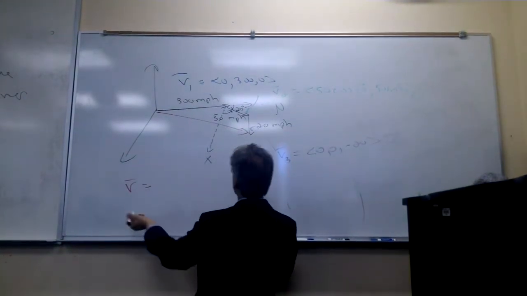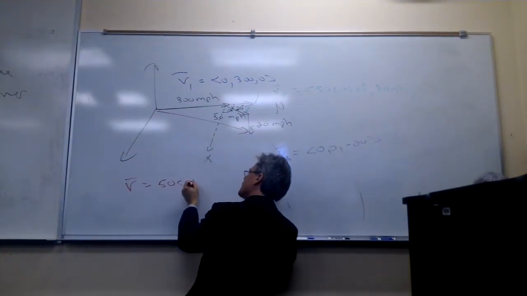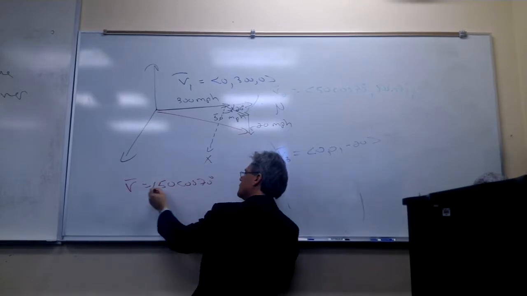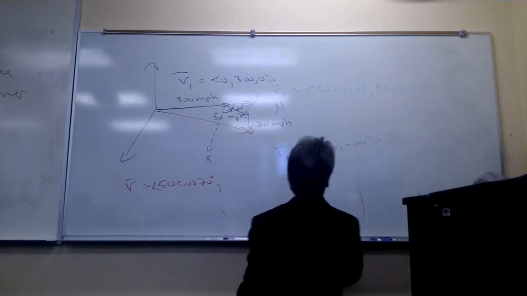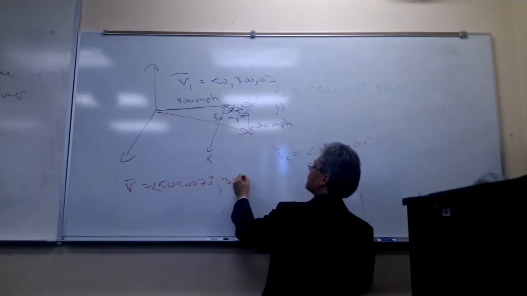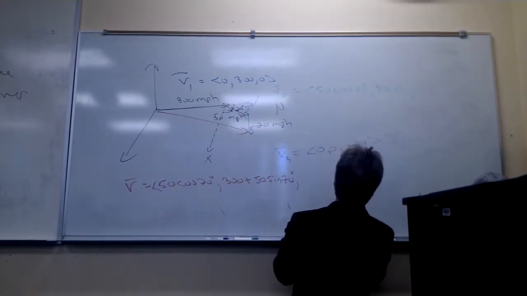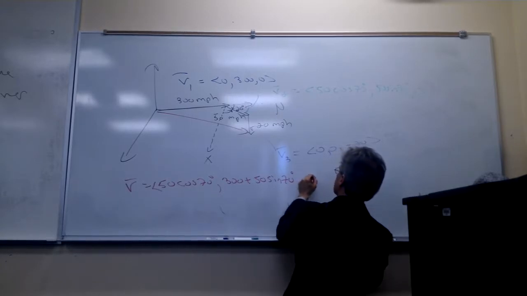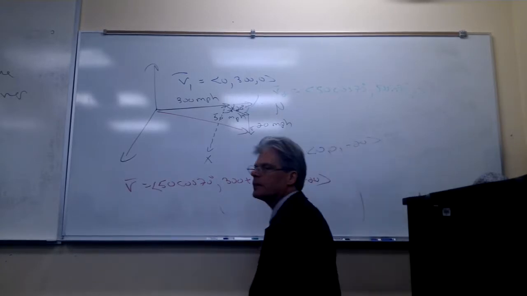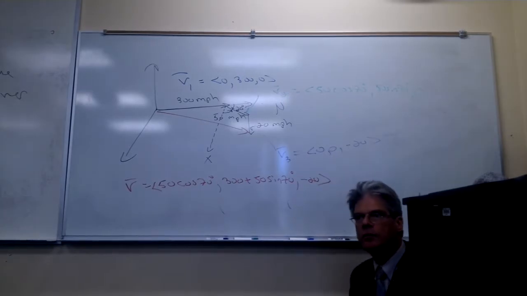Would that give me, is it only 50 cosine of 70? My second component is merely a 300 plus 50 times the sine of 70. And lastly, my third component is merely a negative 20. Shoot, you guys, I just goofed up. I didn't answer my own question. How do I answer the question?